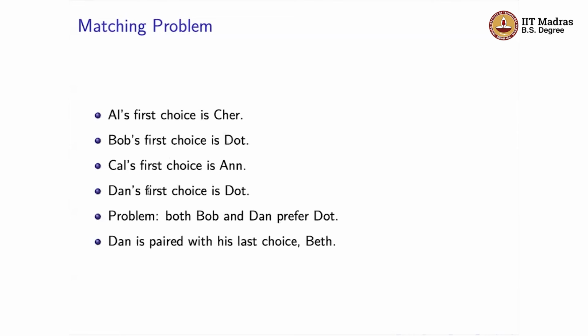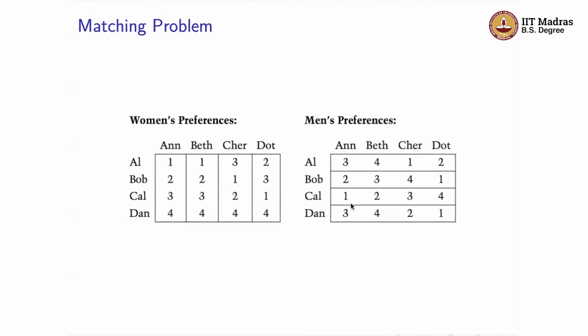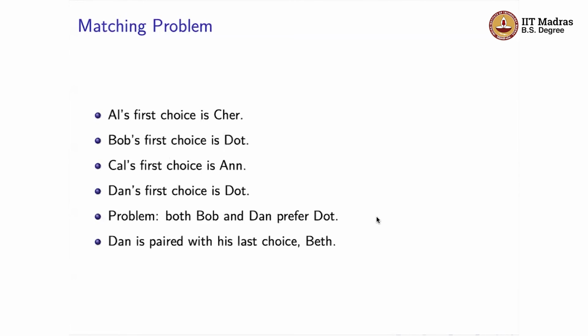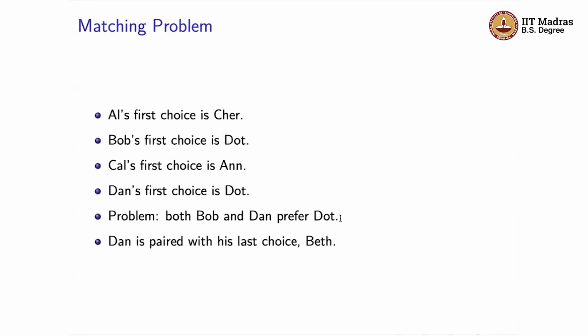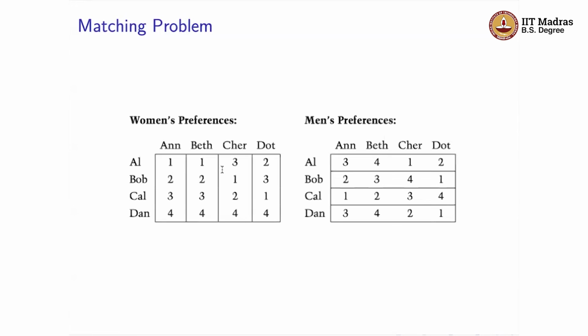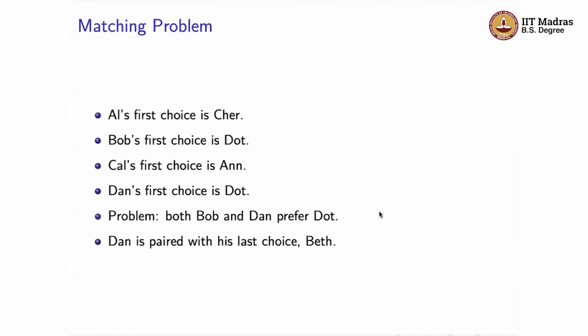One problem is that both Bob and Dan preferred Dot as their first choice, so this is not going to work. For Dan, we have to look at other options. Dan's second choice is Cher, who is also somebody else's first choice. His third choice is Anne, who is also somebody else's. So Dan is going to be left only with his fourth choice, which is Beth.